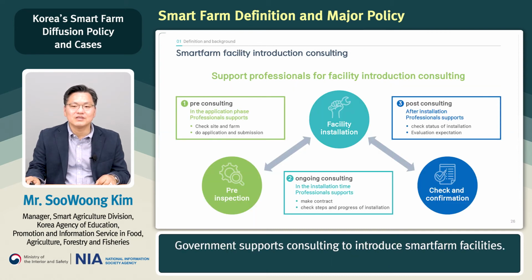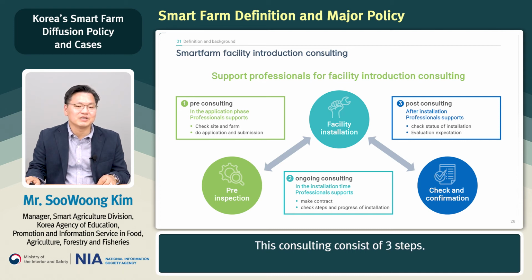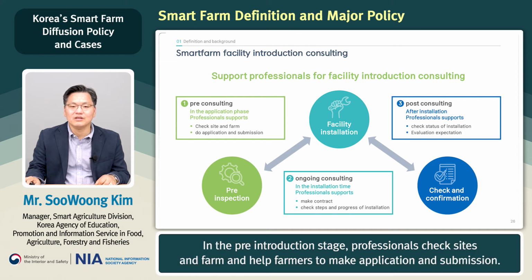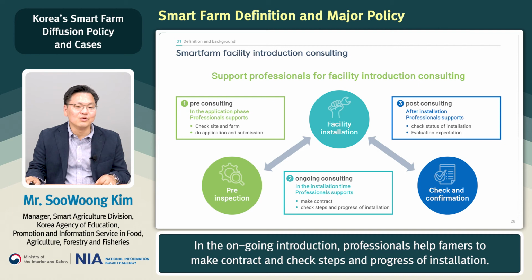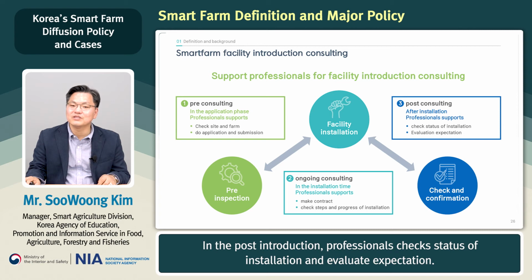Government supported consulting to introduce smart farm facilities. This consulting consists of 3 steps. In the pre-introduction stage, professionals check the site and the farm and help farmers to make applications and submissions. In the ongoing introduction, professionals help farmers to make a contract and check the steps and progress of installation. In the post-introduction, professionals check the status of installation and evaluate the expectation.